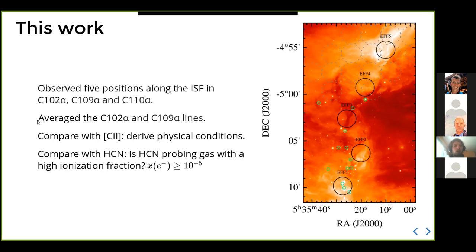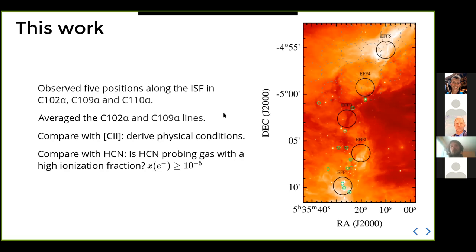Since these lines, even though they are different, are very similar in their properties, we average them to increase the signal to noise ratio of our observations. We could only do this with 2 of the 3 lines because the 110 alpha was affected by RFI. So this gives us roughly a factor square root of 2 increase in signal to noise.